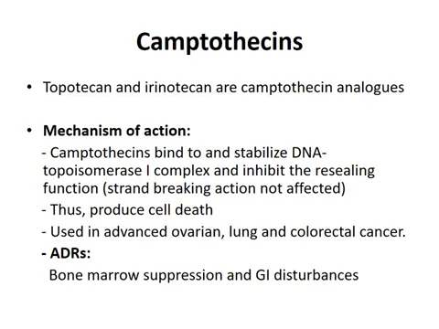Camptothecins. Topotecan and irinotecan are camptothecin analogues. Mechanism of action: camptothecins bind to and stabilize the DNA topoisomerase 1 complex and inhibit the resealing function. Strand breaking action is not affected. Thus they produce cell death. They are used in advanced ovarian, lung and colorectal cancer. Adverse drug reactions include bone marrow suppression and GI disturbance.